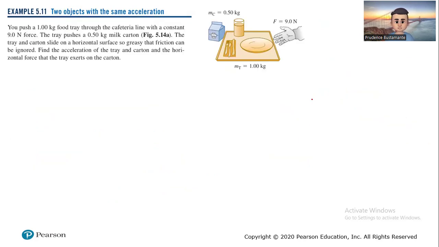So I have here another problem where we have two objects with the same acceleration. You push a 10.0 kilogram food tray through a cafeteria line with a constant net force of 9 Newton. The tray pushes a 0.5 kilogram milk carton, shown in the figure. The tray and the carton slide over a horizontal surface so greasy that the friction can be ignored. Find the acceleration of the tray and the carton and the horizontal force that the tray exerts on the carton.